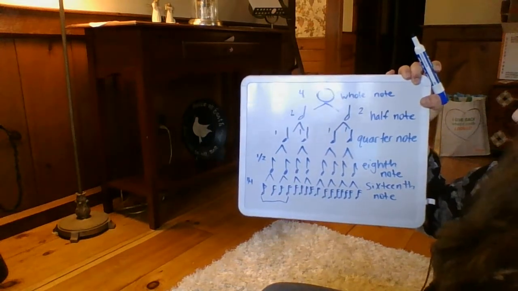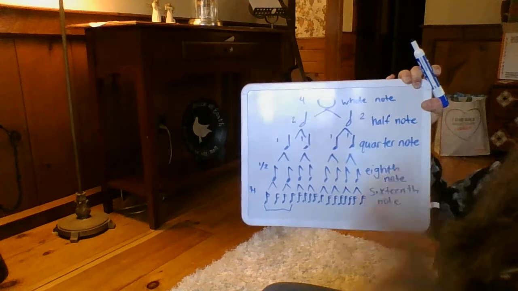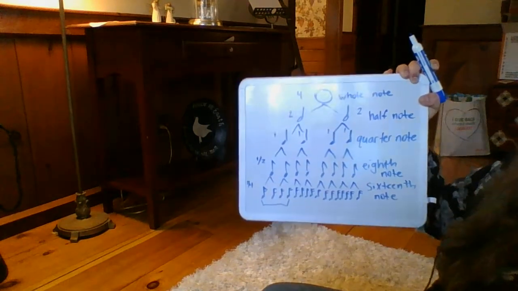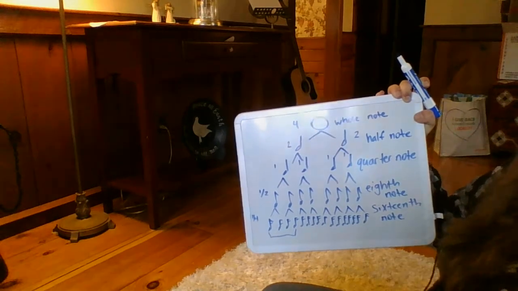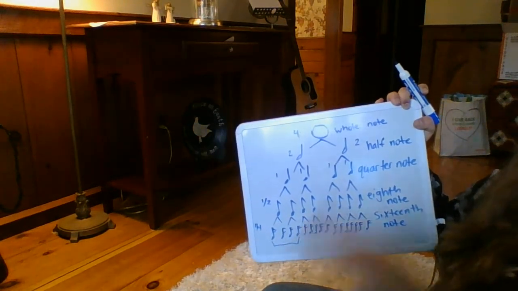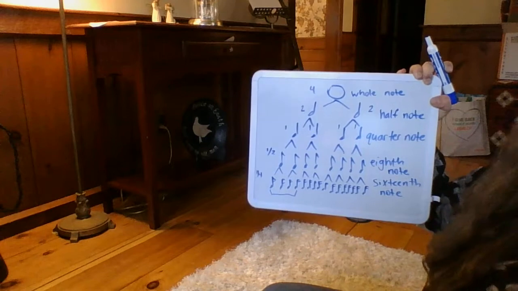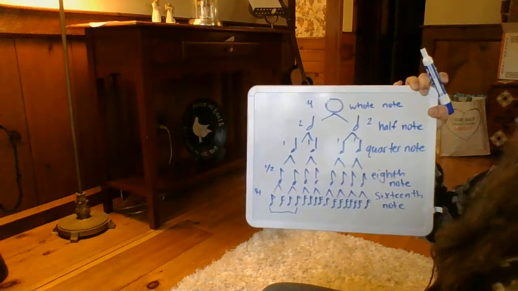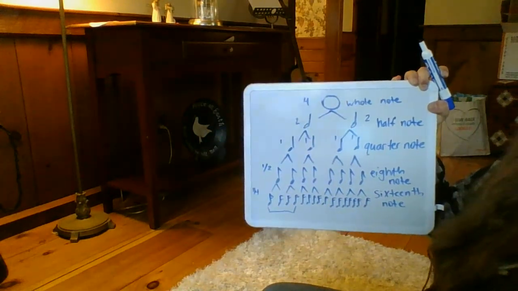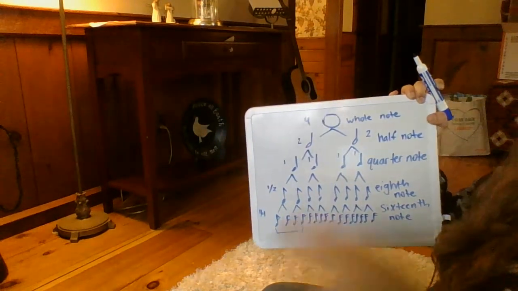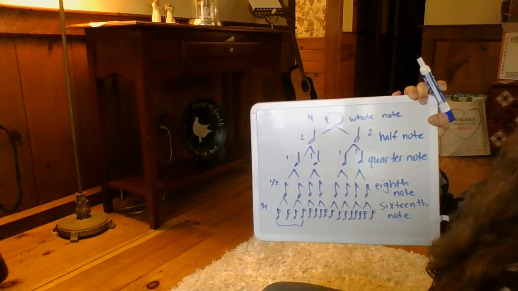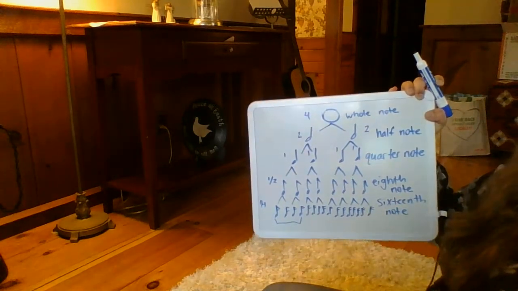Now I'm going to do 16th notes. Ready and go. Ba, ba, ba, ba, ba, ba, ba, ba, ba, ba, ba, ba, ba, ba, ba, ba. Were they even? I'm trying to make them even. Let me try again. There were 4 of those for every beat.